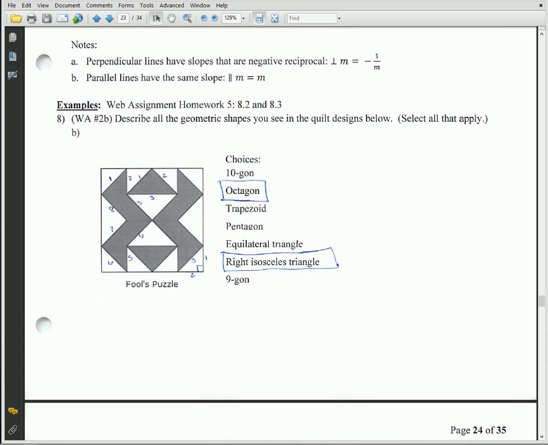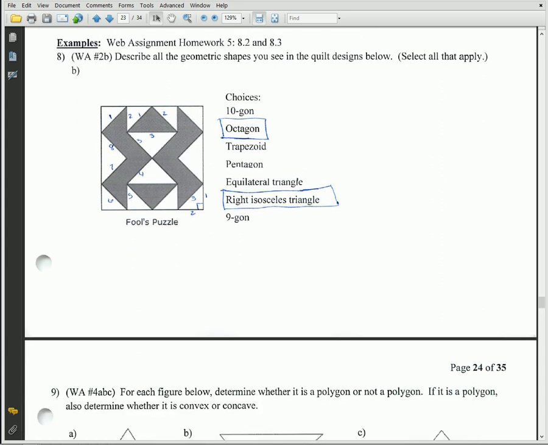The last thing that you need to know are perpendicular lines have negative reciprocal slope and parallel lines have the same slope. Now let's do some examples.